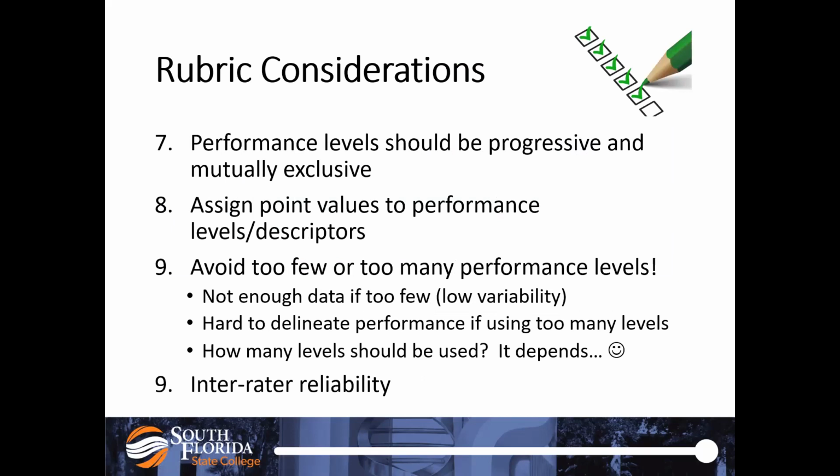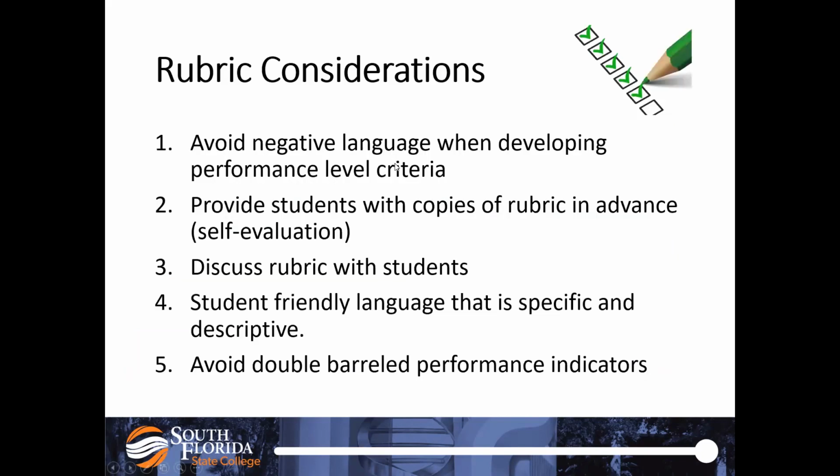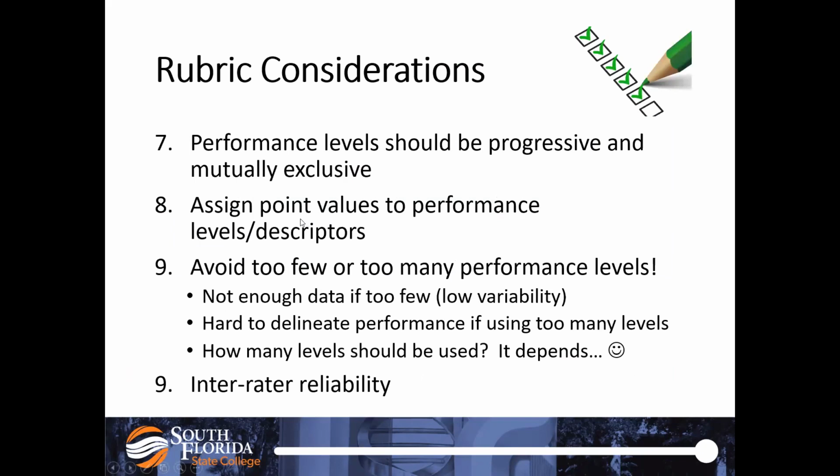Make sure your performance levels are progressive. I mentioned several times mutually exclusive. So you don't want to be using the same descriptor for a different level. And too many point values. With surveys, the same thing. When I see scales over 9 points, I'm like, okay, what does a 7 or a 6 mean? What is an 8 or a 9? It gets muddied. And the problem with too few performance levels is not enough data. You don't get that variability.